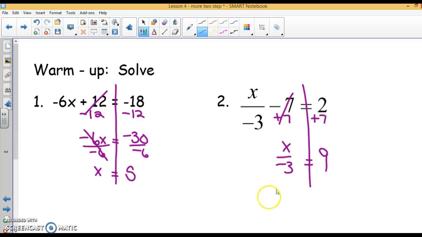This is dividing by negative 3. The opposite of dividing by negative 3 is multiplying by negative 3. Remember, you always do the opposite to undo or transform. So this is negative 3 over 1. Negative 3 divided by negative 3 is 1, so I'm left with x equals negative 27.